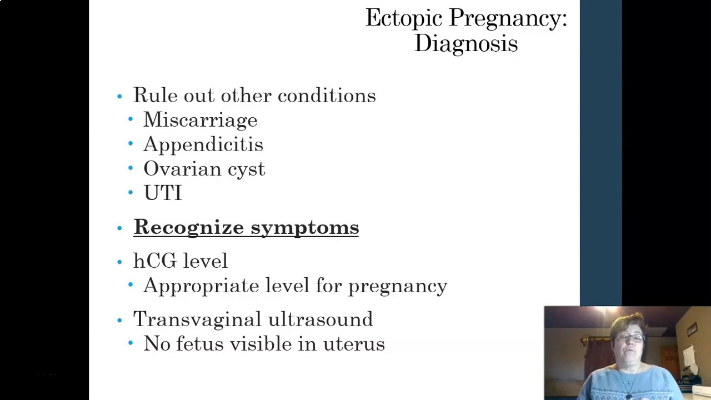And then to verify the diagnosis would be to take an HCG or a blood sample for HCG levels, and it would come back at a level appropriate for a pregnant woman because she is pregnant and secreting HCG. At the same time, they would do an ultrasound and would not see a fetus in the uterus because it is in the tube. Okay?